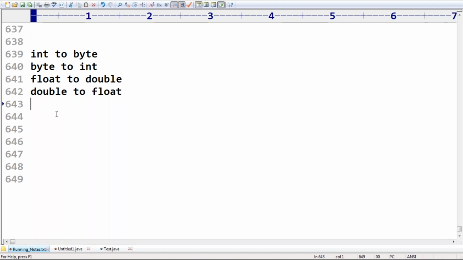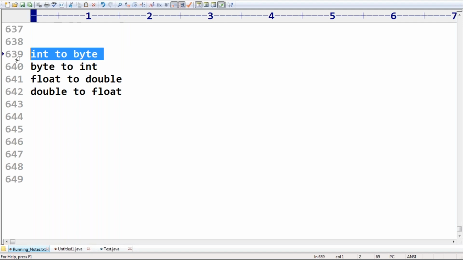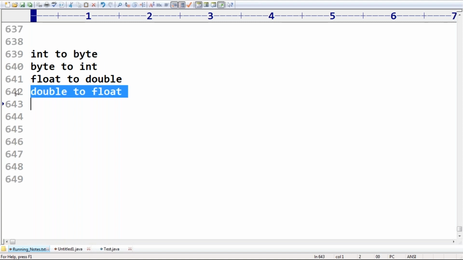Swarup, correct. In explicit typecasting, loss of information may be there, may not be there. In some cases it will be there, in some cases not. So, in which cases will implicit typecasting be performed? Byte to int, float to double. Based on the diagram, you can easily tell, left to right, implicit typecasting will be performed. In which cases is explicit typecasting required? In this case explicit typecasting is required, and in this case too. Correct, right?